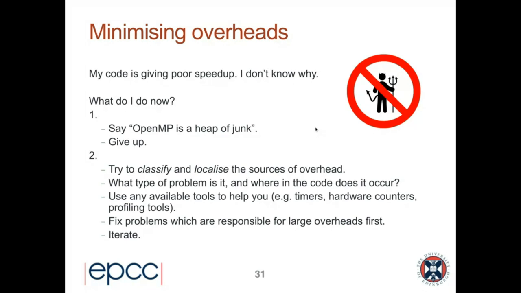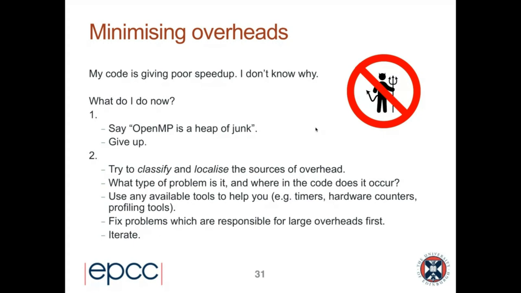So what you need to do to be able to systematically and effectively optimize code is, I like to think of it as this kind of process. You need to classify and localize the sources of overhead. So you have to try and find out what type of problem it is, okay? Which one of the six evils is causing you the problem? And it might be more than one, okay? And whereabouts in the code is it happening? So use any available tools to help you.